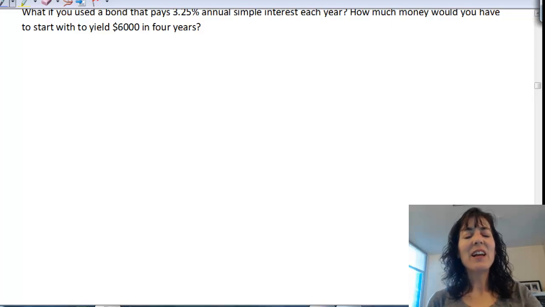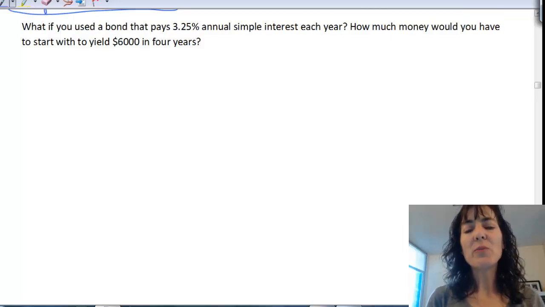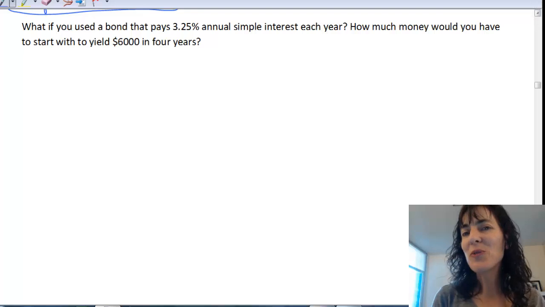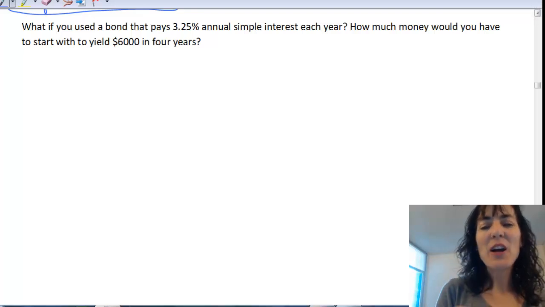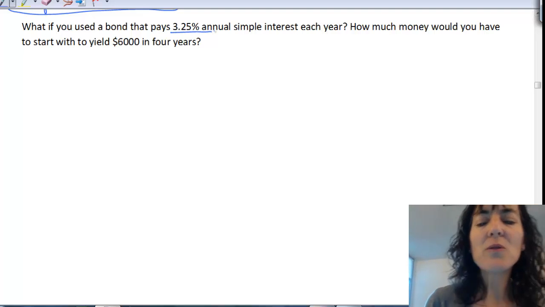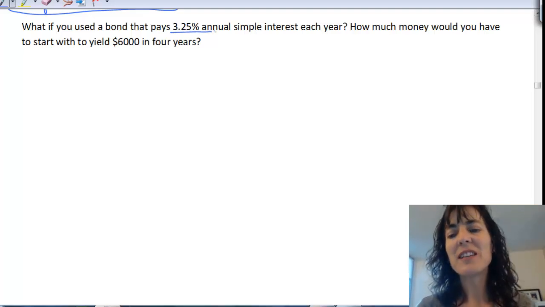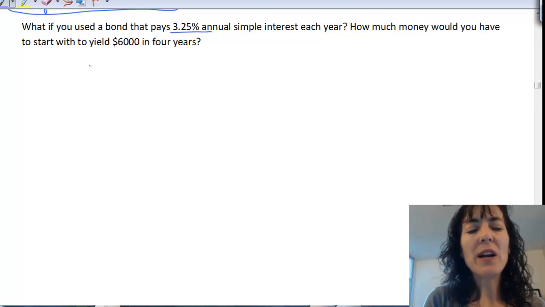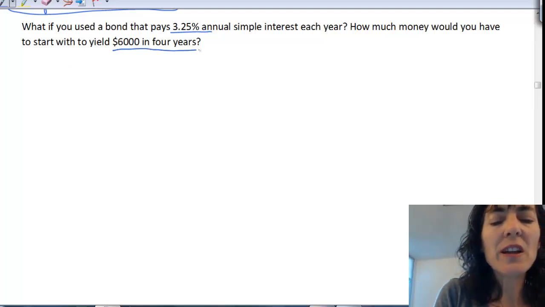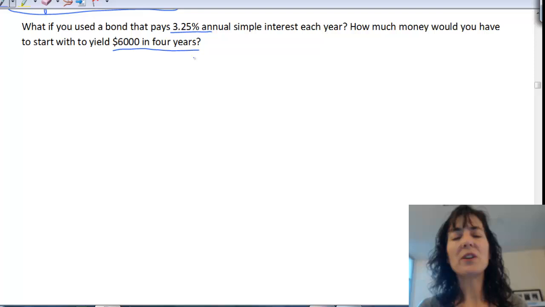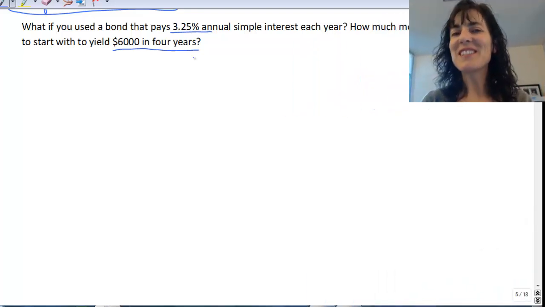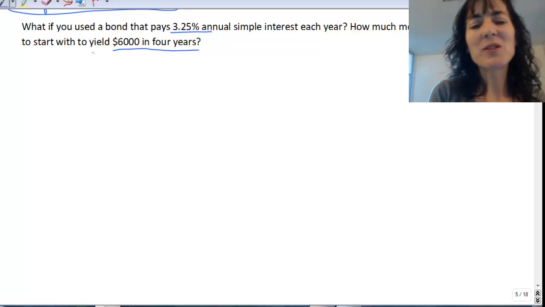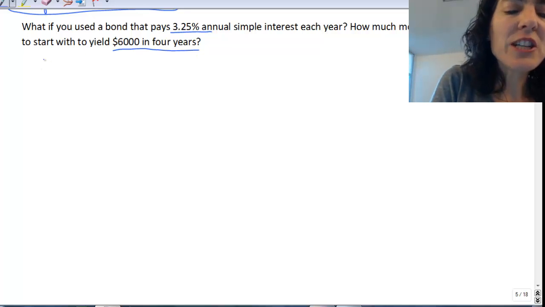All right. Now, what if I used a bond that pays 3.25%? Because I was just telling you that 5.75 is really high. But what if I use the 3.25% simple interest? How much money would I have to start with to get that $6,000 still in 4 years? So a little bit lower interest rate, maybe a little more realistic, what you might get in a money market, that sort of thing. So let's check this one out.